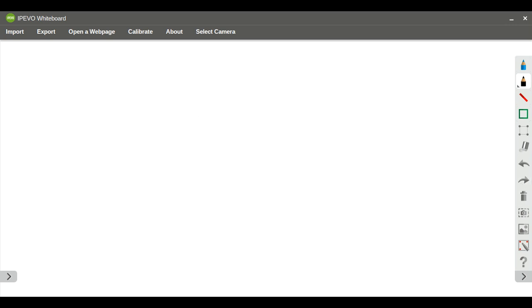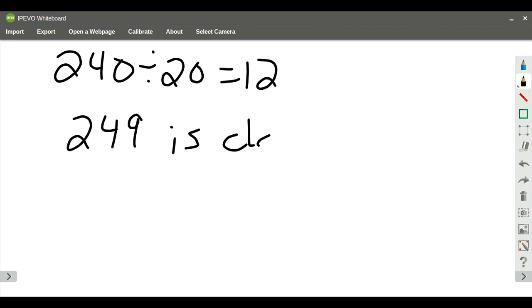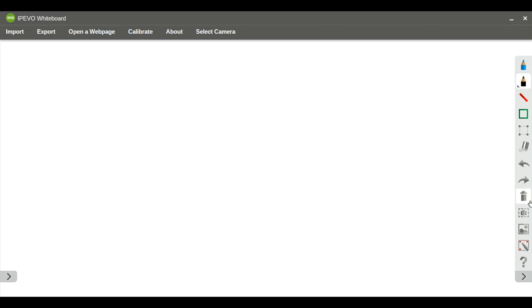So it says in the example at the top, page 264, why is 12 buses a reasonable estimate? Okay, so we came up with 240 divided by 20, and we had 12 as our reasonable estimate. We know that 12 is a reasonable estimate because 249 is close to 240. And so that's how I get that. Because 249 is close to 240, and that's what I rounded to, my answer is going to be a reasonable estimate.